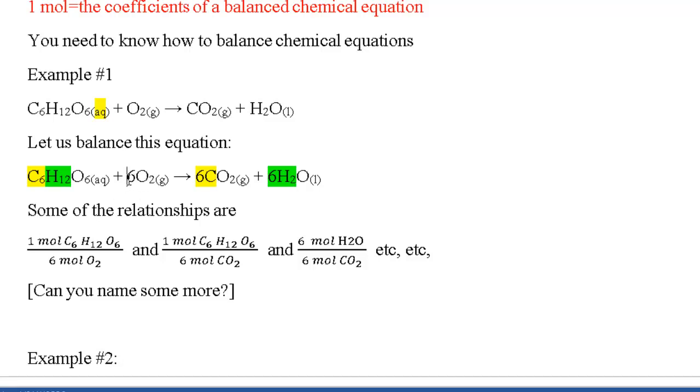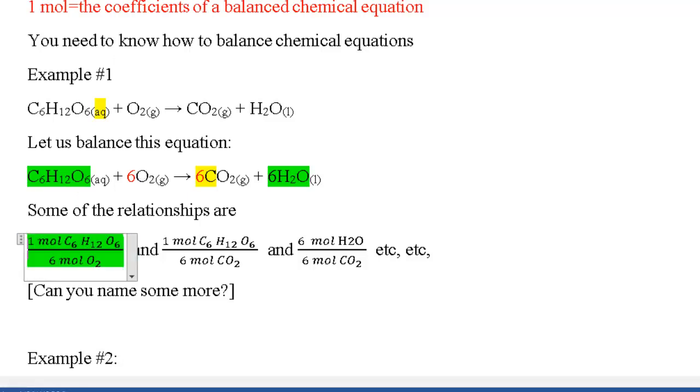For every 6 moles of oxygen that react, how many moles of CO2 are produced? 6. I can name another one. For every 1 mole of glucose that reacts, 6 moles of water are produced. 1 to 6, okay, relationship, and it's a mole. 1 mole of glucose reacts with 6 moles of oxygen, as you see here in this relationship.